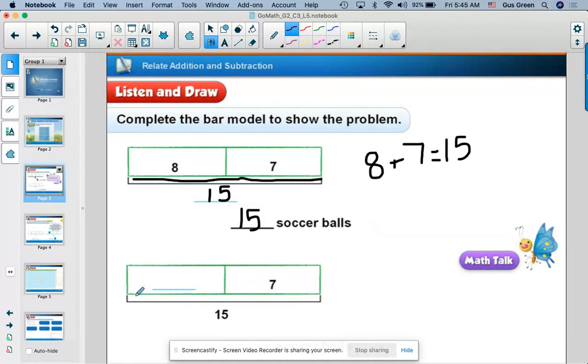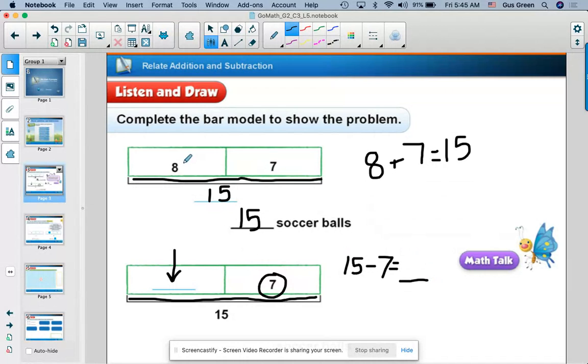Now here, we know how many are all together is 15, and we know Mrs. Cobb has 7, but in this example, we're not sure how many Miss Willett has. So to do this, we'd use a subtraction. We'd make it a subtraction problem. We'd do 15, because we know how many soccer balls in the two classrooms altogether. We'd take away the 7 from Mrs. Cobb's room, and the answer would be how many are left in Miss Willett's room.